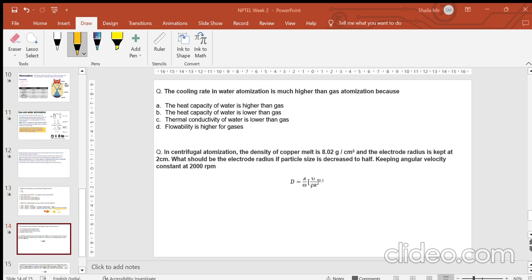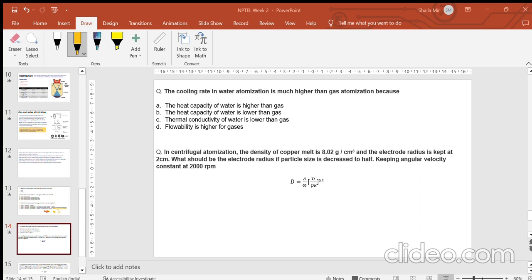Now we have one question which says that in centrifugal atomization, the density of copper melt is 8 grams per centimeter cube. So this is the copper melt which is being formed for powder manufacturing, right? And the electrode radius is kept at 2 centimeters, because in centrifugal atomization, we have a rotating disc or rotating rods. So here the copper melt is being used, and for that the electrode radius is kept as 2 centimeters. What should be the electrode radius if the particle size is decreased to half?